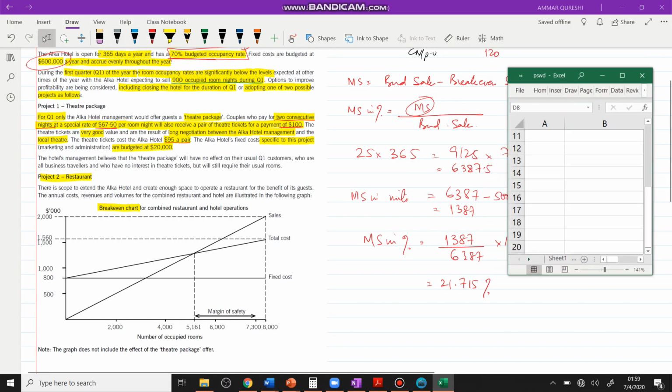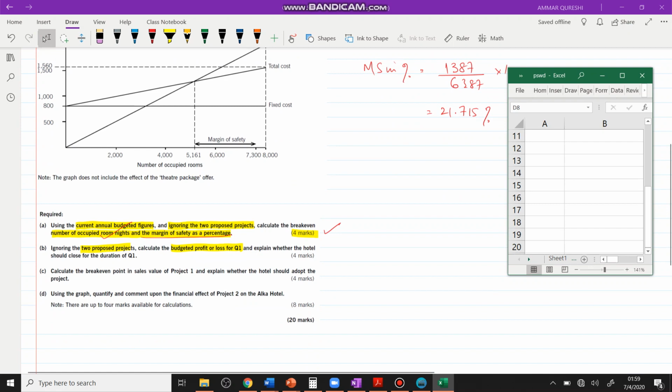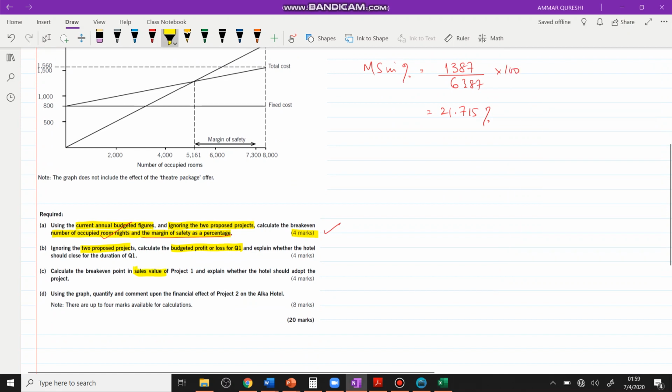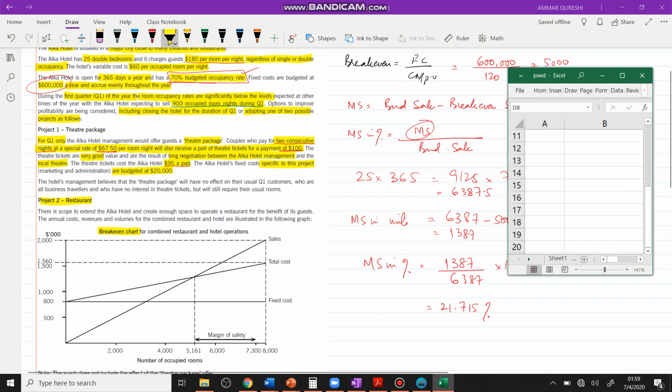All right. Now, what is project number one? They are saying that okay, fine. Only for project number one, right? So you don't have to consider current situation. So what is project number one? They are saying that for quarter number one, the Elka Hotel Management would offer guests a theater package: couples who pay two consecutive nights at a special rate of 67.5 per room per night.